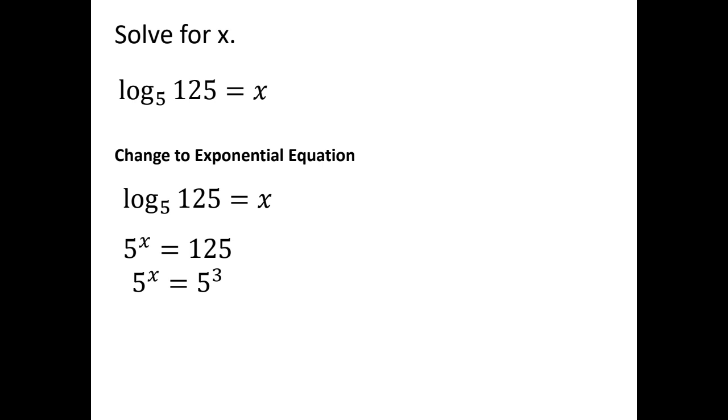The reason why I did that is now I can use one of my other properties that I also learned from 3.2, I believe, that we saw, the one-to-one property. It says that when I have two expressions that have the same base, for this equation to be a true statement, the exponents also have to be the same. So this becomes an easy answer. The answer for x has to be 3, right?